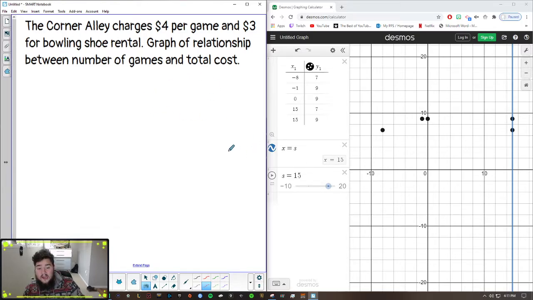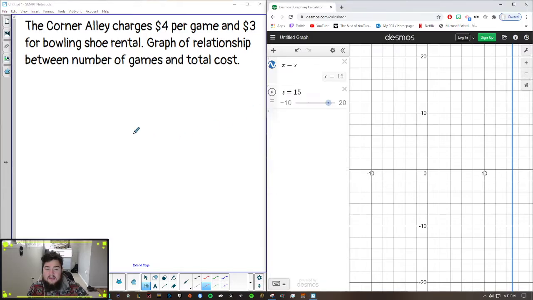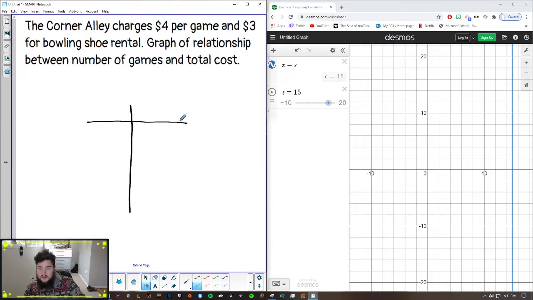So we don't have any points to put in a table yet. So what we need to do is create a table. I'm going to start by drawing a nice table. Okay? So we are going to have my X and Y values, but we need to figure out what does X represent and what does Y represent.